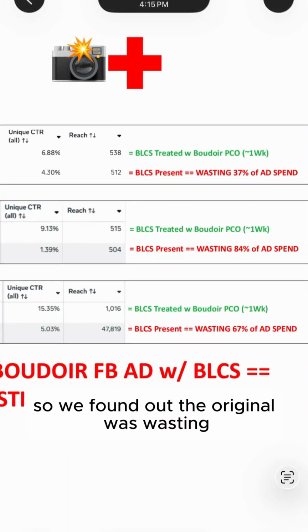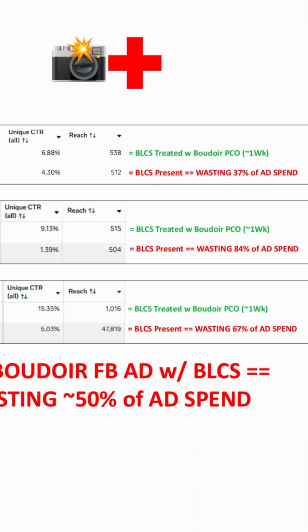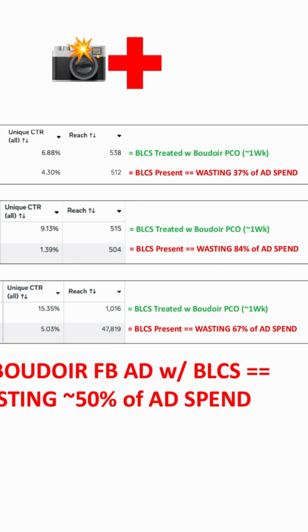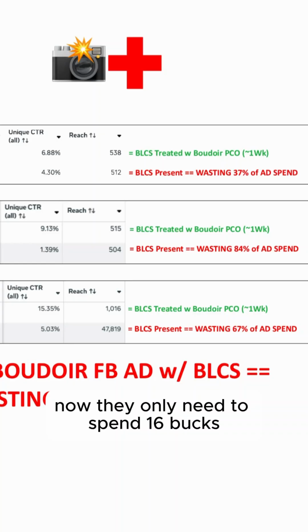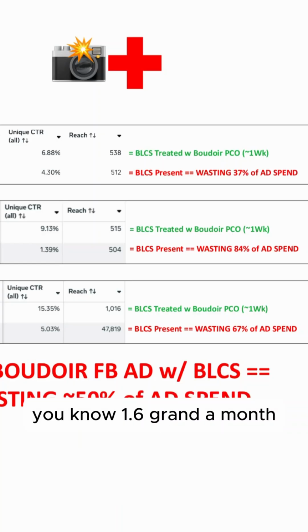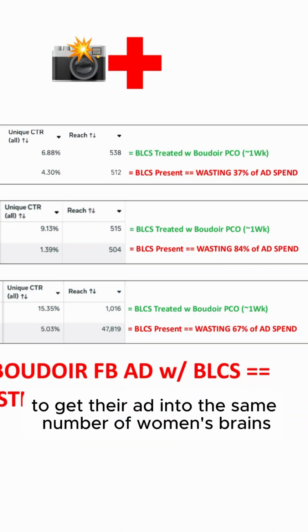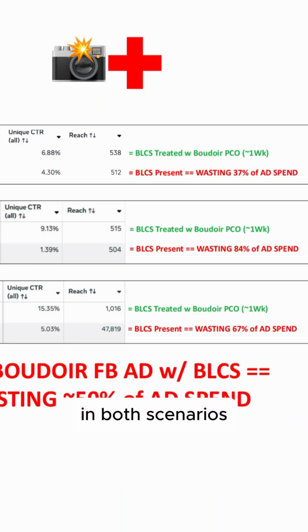So we found out the original was wasting 84% of its ad spend. They're spending 10 grand a month on the original Boudoir Facebook ad. Now they only need to spend 1.6 grand a month on the Boudoir Pico treated Facebook ad to get their ad into the same number of women's brains in both scenarios. As a result, we're eliminating 8,400 bucks a month in wasted Boudoir Facebook ad spend.